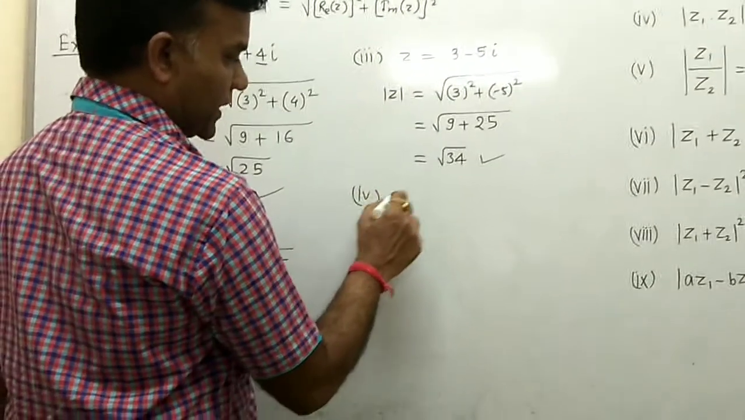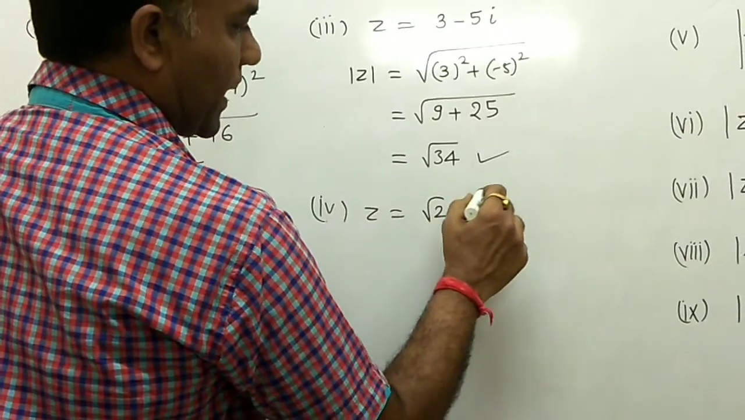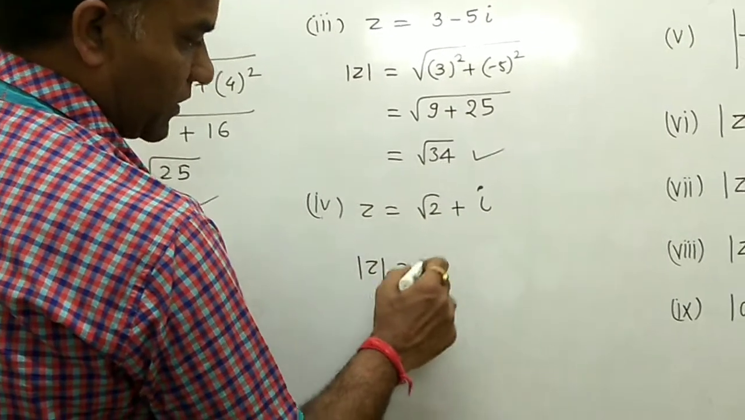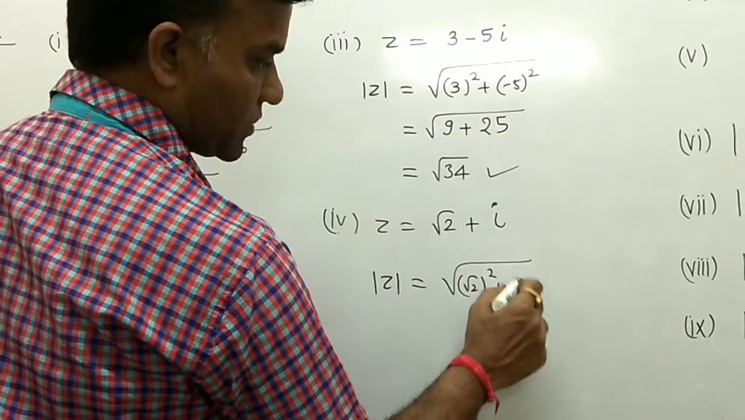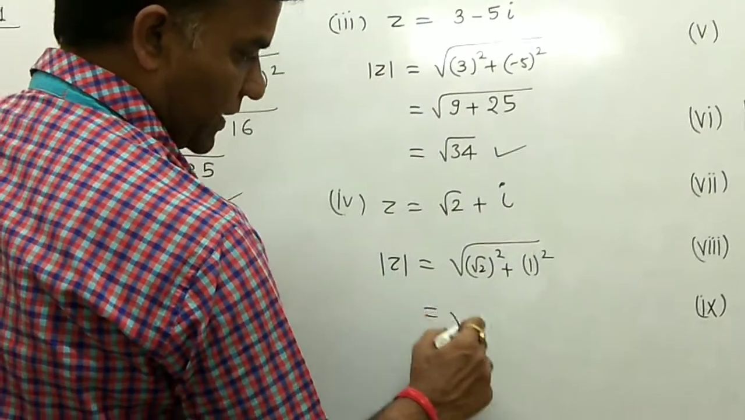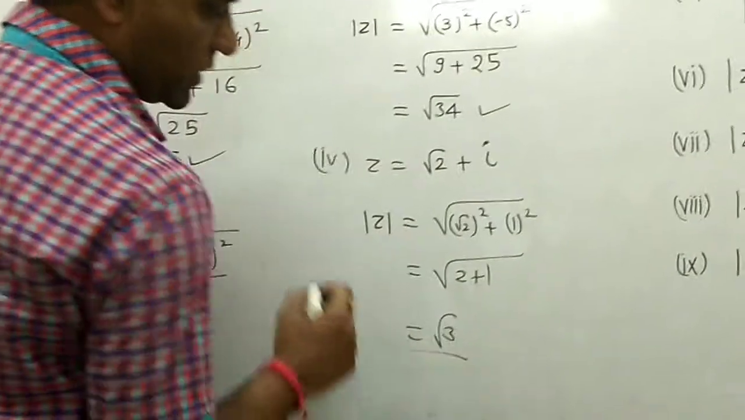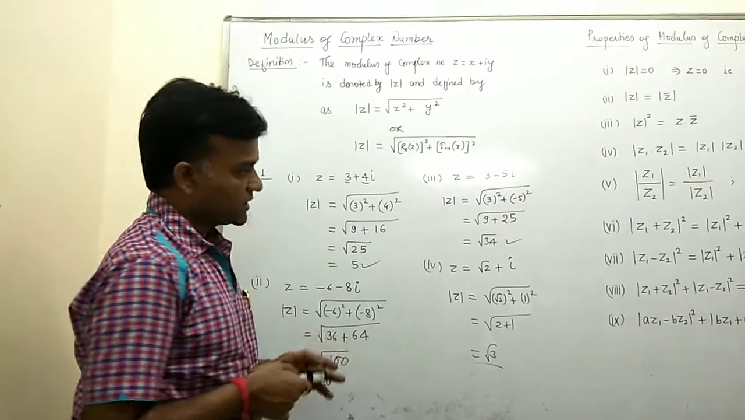Similarly, here we have an example like z equal to root 2 plus i. The coefficient of i is 1 here, so for mod z you write down root 2 whole squared, and here 1, so you write down 1 whole squared, and then 2 plus 1 is 3, so the root is root 3. Okay, so this is the modulus of z, and now we have discussed 4 questions in which we find the modulus.